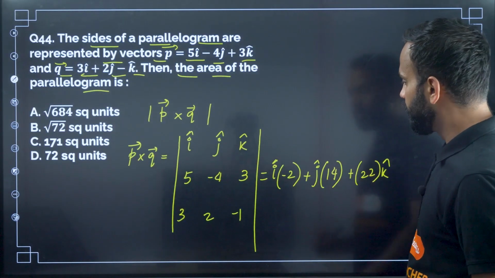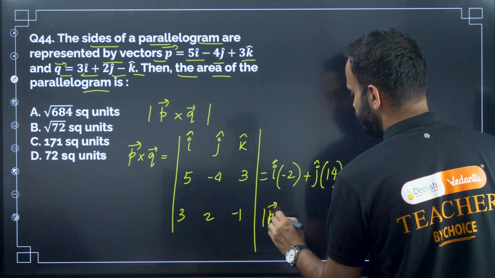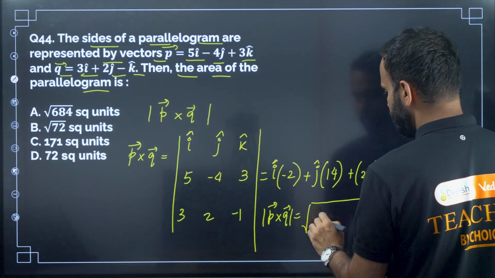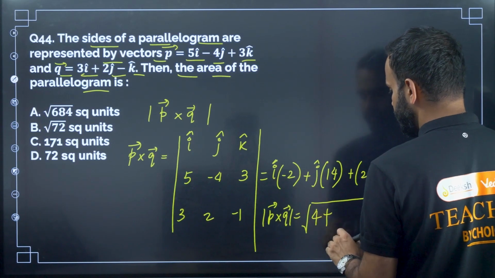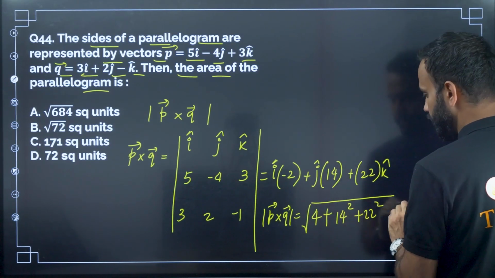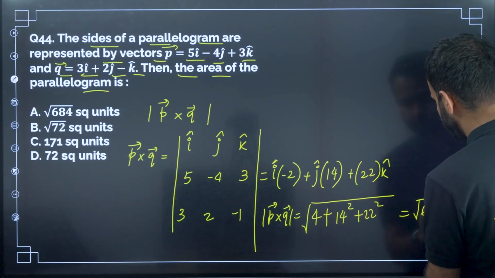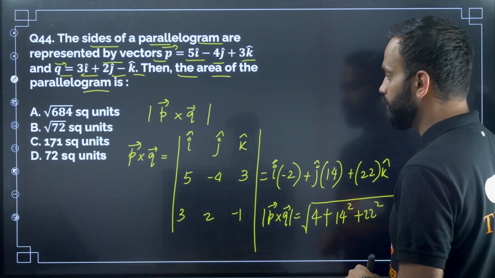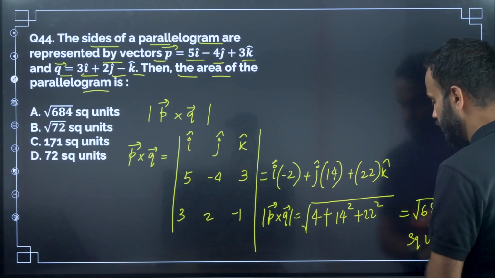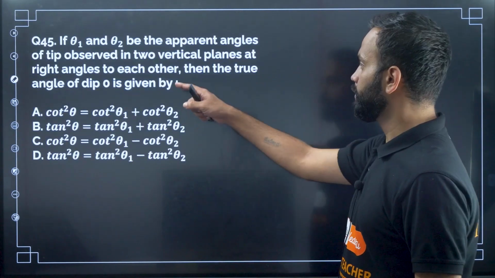So we need to find the magnitude of the P vector cross Q vector, which is equal to root of 4 plus 14 squared plus 22 squared. So now solve this, you will get root of 684 square units. So the correct option is A. Understood? Yeah.